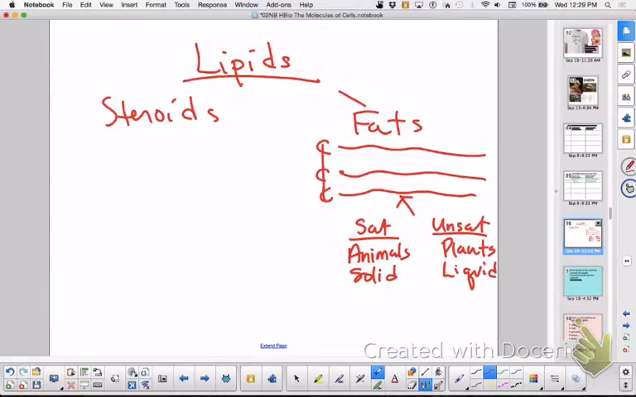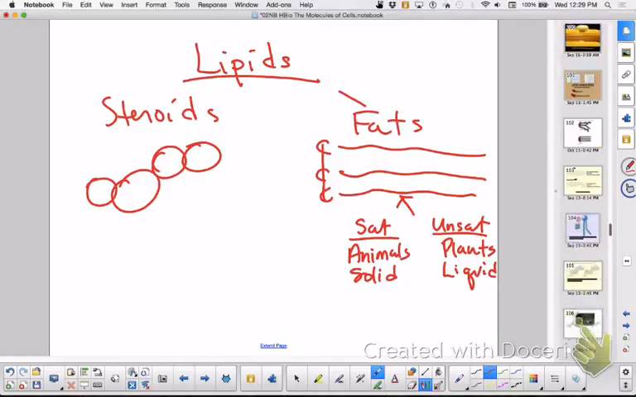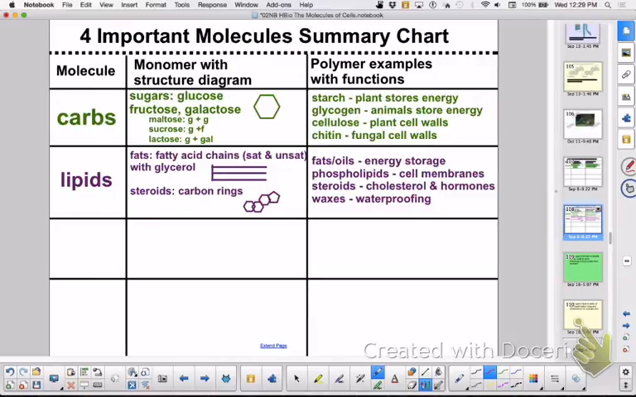And we talked about how you could modify them into phospholipids in cell membranes. Steroids, remember, are made out of what? I drew it poorly, but 4 what? Rings of carbon, like testosterone and estrogen, right? And we looked at our summary of this. Lipids, fatty acid chains, which are right there, could be saturated or unsaturated with glycerol. This is the glycerol, and here are the steroids. And we talked about energy storage, cell membranes, steroids like cholesterol and hormones, waxes as waterproofing.